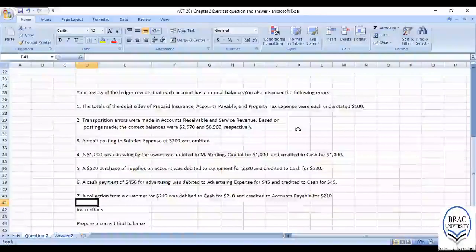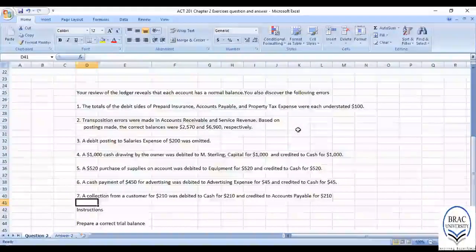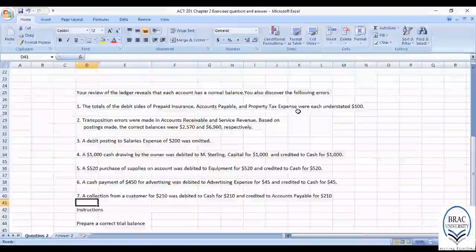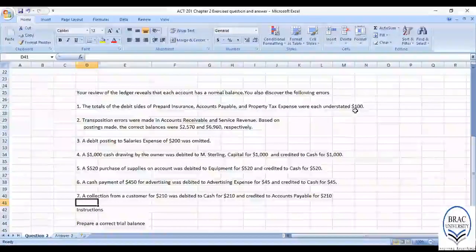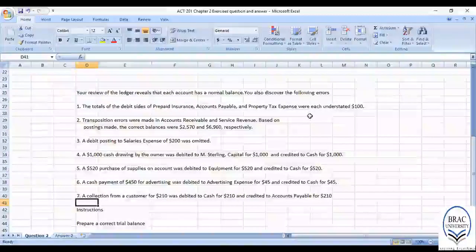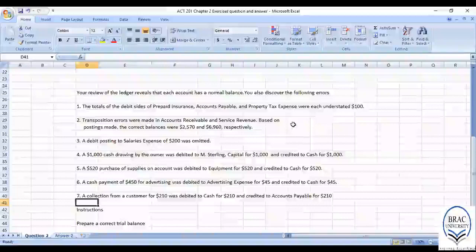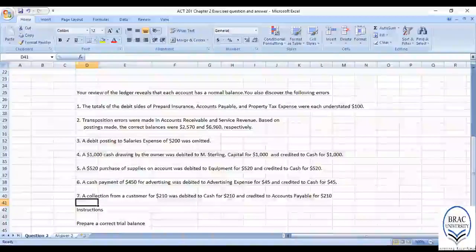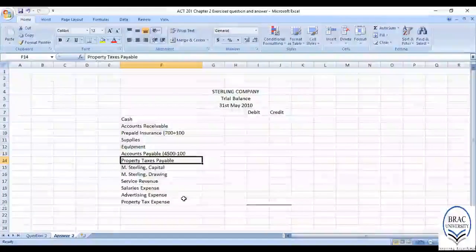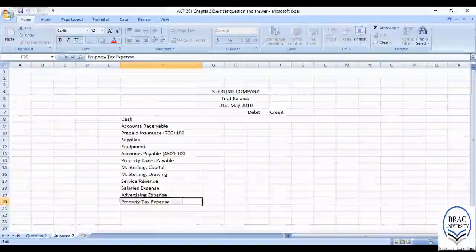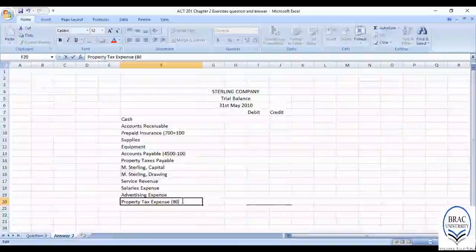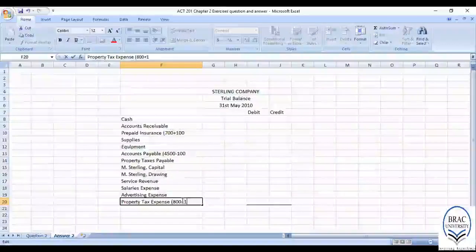For our next error, it says the debit side of the property tax expense was understated by $100. So that means the property tax expense has $100 less in the account. So let's put this information into our trial balance. Property tax expense had an $800 balance before. Now we have to add $100 more.